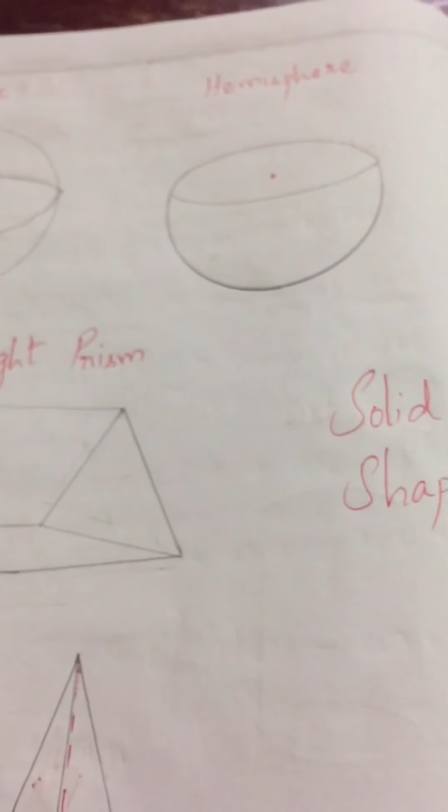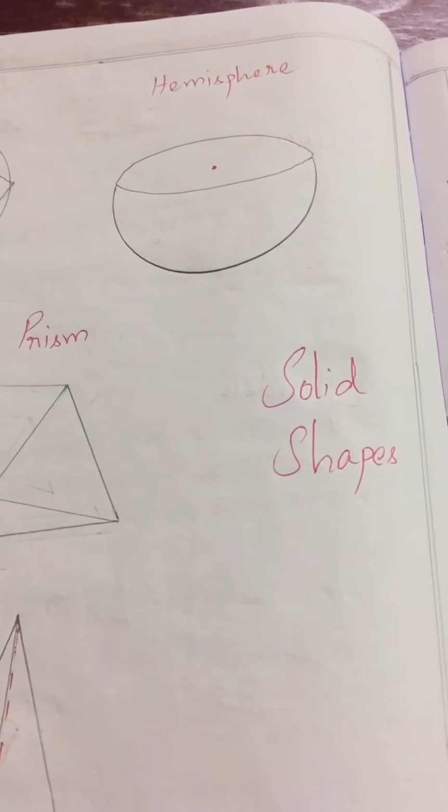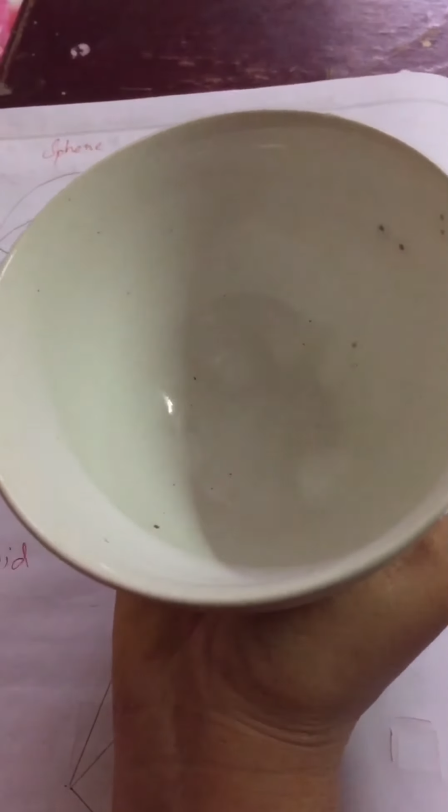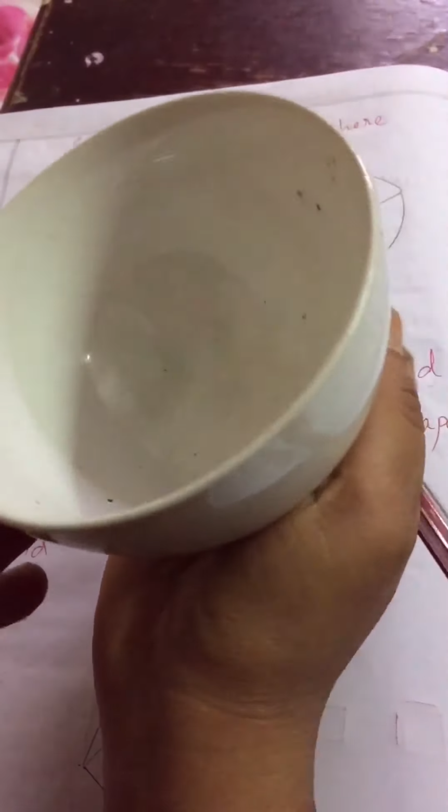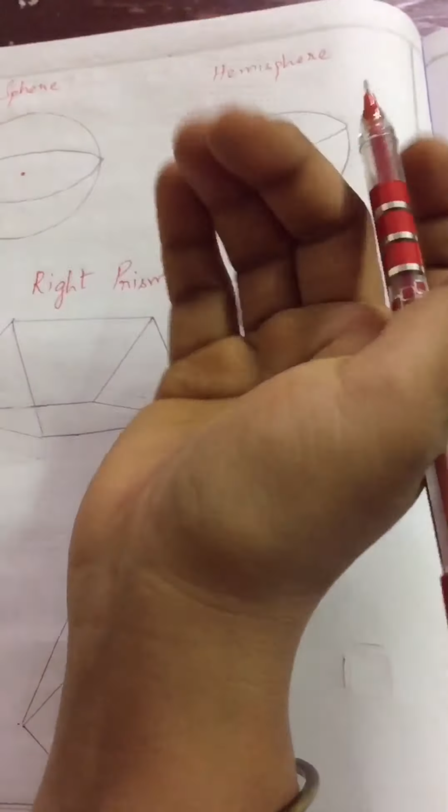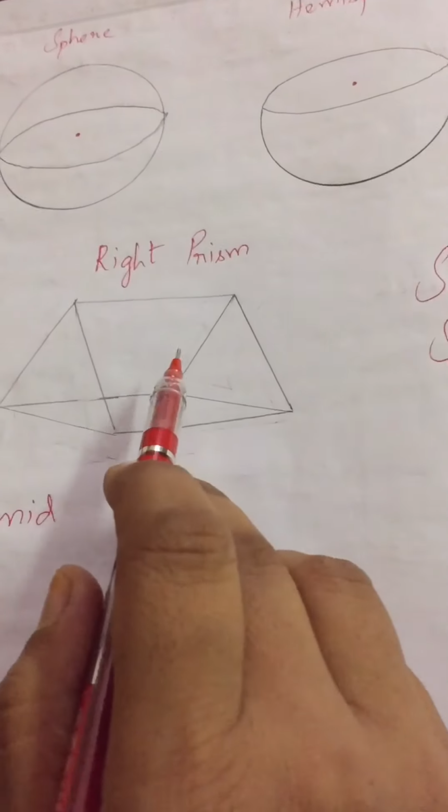Next one is hemisphere. Hemisphere is nothing but half a sphere. The best example of hemisphere is your bowl, which we use in daily life to keep curry in. That is the best example of hemisphere. The upper part is in circular shape, and the remaining is in curved shape, you can say. Clear, children? Now next one is prism.